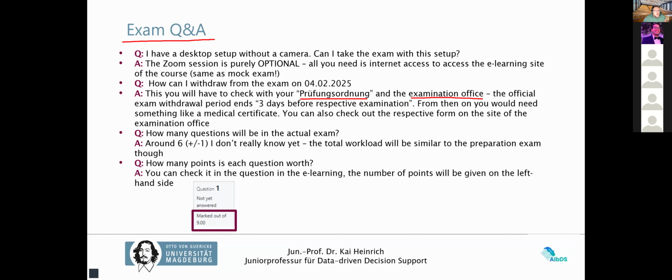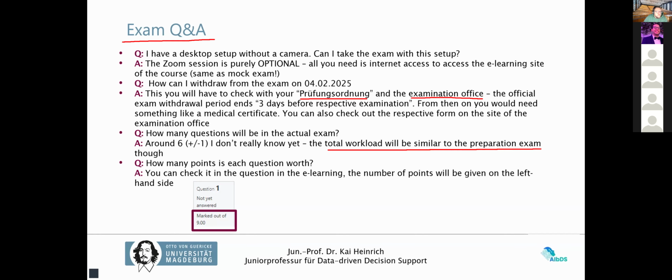Nice. How many questions will be in the actual exam? I don't know, to be honest. I haven't actually done the exam yet. So it will be around 6, I think. It will be like the preparation exam. It could be 7, it could be 5. I'm not sure yet. It depends on how many tasks to one topic I have. It should be around 6. The important thing is that the total workload will be fairly similar to the preparation exam, okay?